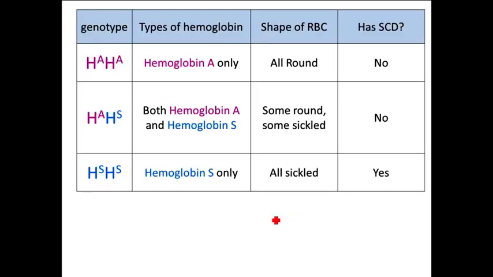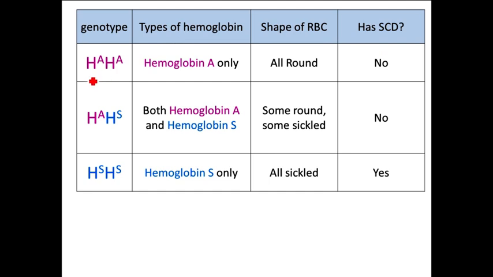All right, so here's a chart that has all sorts of information. This column lists the genotype. Remember, each person is going to have 2 copies of the gene, and they could have 2 copies of the same allele, or they could have different alleles on their 2 copies. And then we're going to look at the types of hemoglobin that are made by those people with each genotype, what their red blood cells look like, and talk about whether or not they have sickle cell disease.